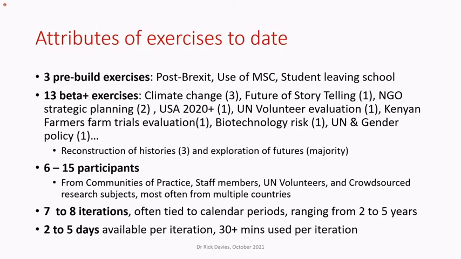The number of participants has ranged from about 6 to 15, and these have been from these various sources that I've listed here. We've had between 7 and 8 iterations per exercise, covering time periods from 2 to 5 years, but there's no reason why these could not be longer. And usually it takes between 2 and 5 days per iteration, because the participants are usually scattered all around the world and you want to give them time to read and respond to the contributions of the previous iteration.